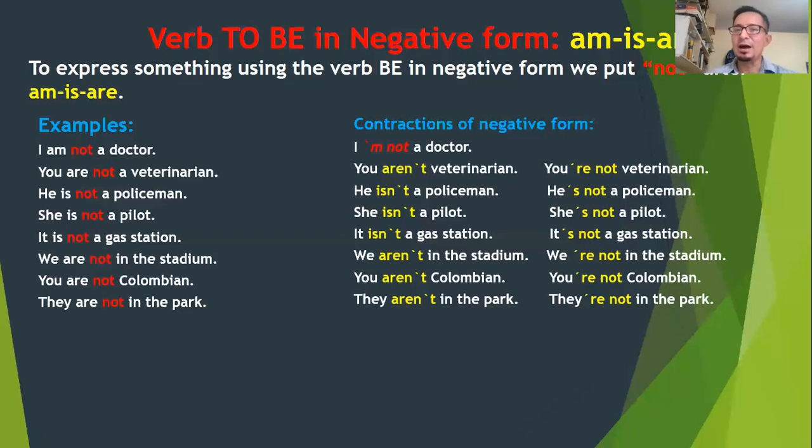Okay, so here we have, you're not a veterinarian. He's not a policeman. She's not a pilot. It's not a gas station. We are not in the stadium. You're not Colombian. They're not in the park. So those are another way to express negative form in contraction way. Entonces es otra manera de hablar en forma negativa en forma corta o contracción, ¿ok?